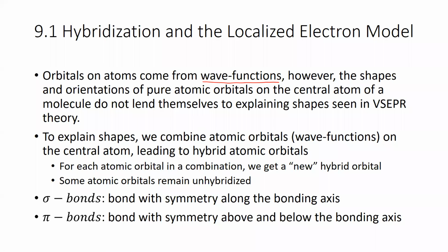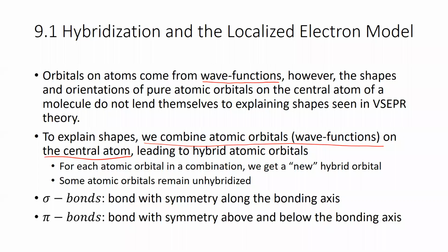And so the way we do this, in order to explain the shapes we see, is we're going to combine atomic orbitals on the central atom. Okay, so we're going to talk about this from the standpoint of the central atom's orbitals to allow us to explain the shape of the molecule as a whole. And the orbitals of the central atom, remember when we talk about orbitals, those are wave functions. And so it's not just like adding two values. When you add functions together, you have to do linear combinations.